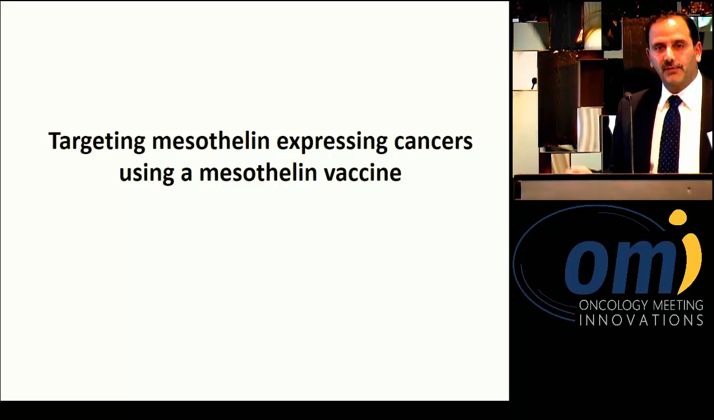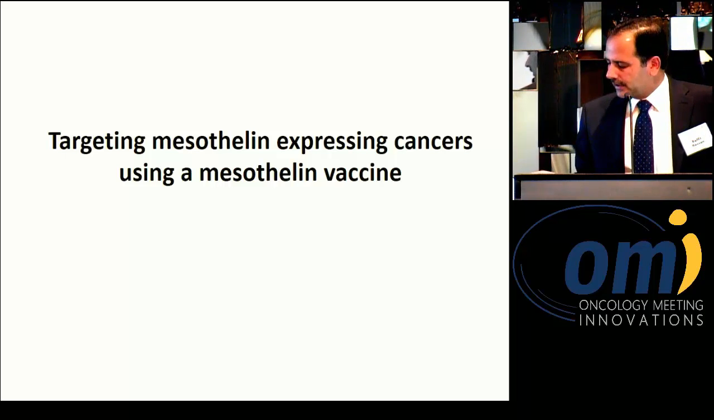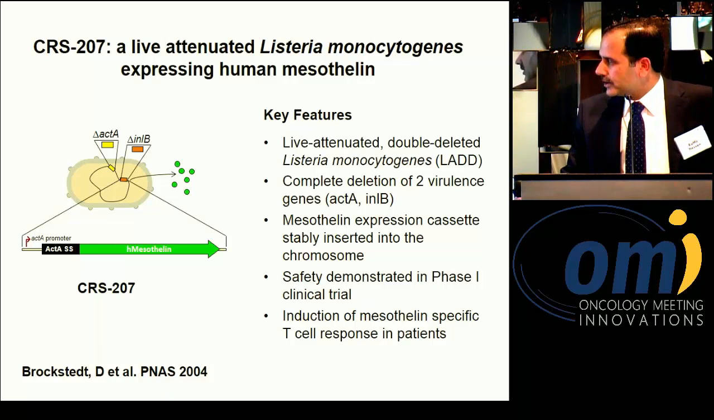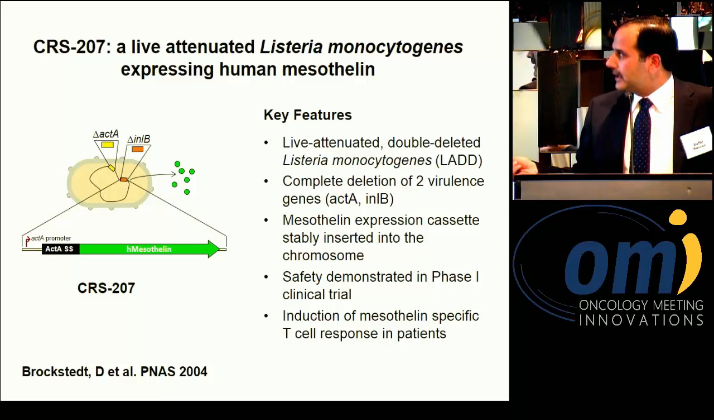The fourth approach that we have been working on a long time is targeting mesothelin-expressing cancers using a mesothelin vaccine. This is work done many years ago by folks at Aduro, Dirk Brockstedt and Tom Dubensky, who have a new platform for cancer vaccination using Listeria monocytogenes. As you know, Listeria is a bacteria, and what they did is they modified the bacteria, so they got rid of the 2 virulence genes and replaced them with mesothelin, so that it is stably expressed in the Listeria.